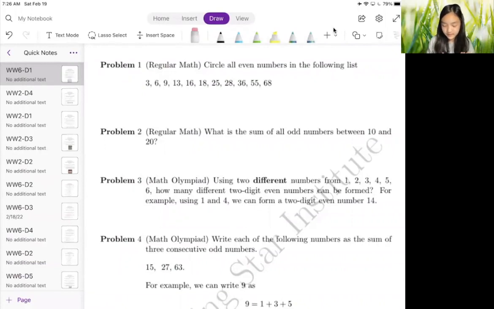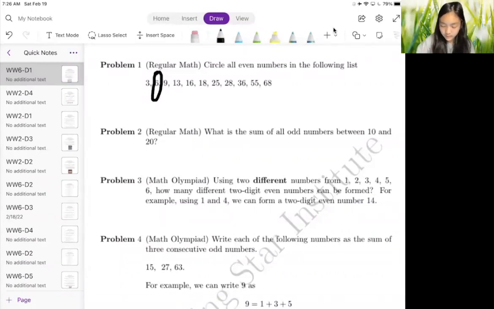Problem 1. Circle all even numbers in the following list: 3, 6, 9, 13, 16, 18, 25, 28, 36, 55, and 68. So let's start with 3. 3 is odd, so we do not circle 3. 6 is even, so we circle 6.